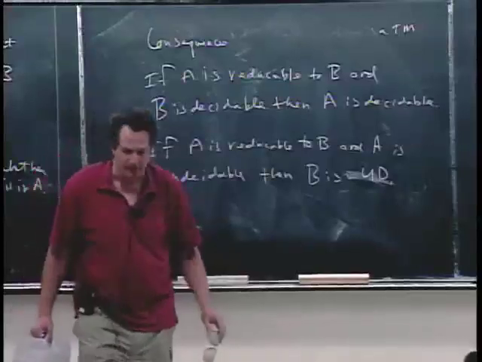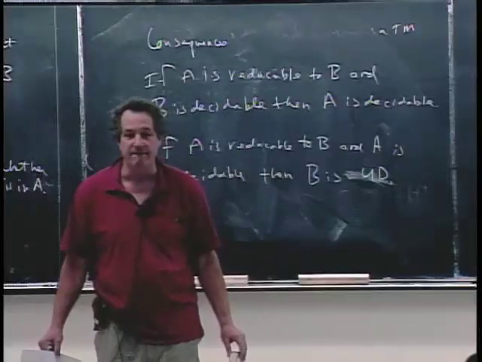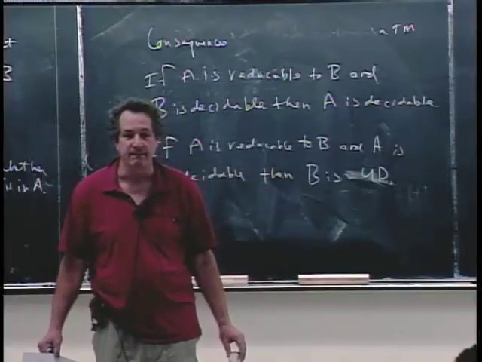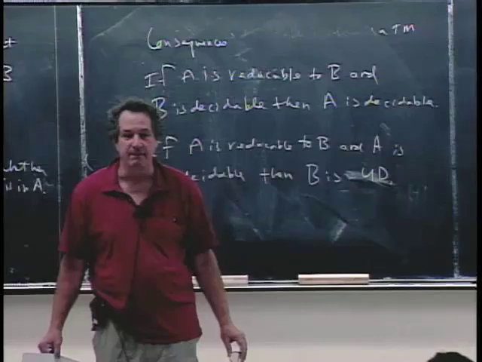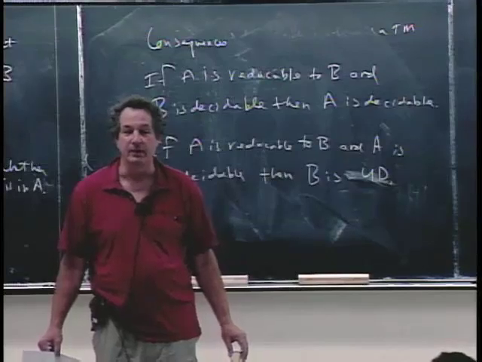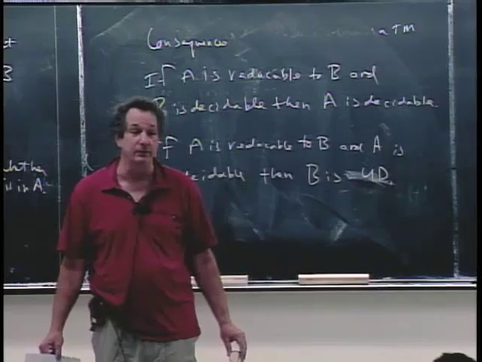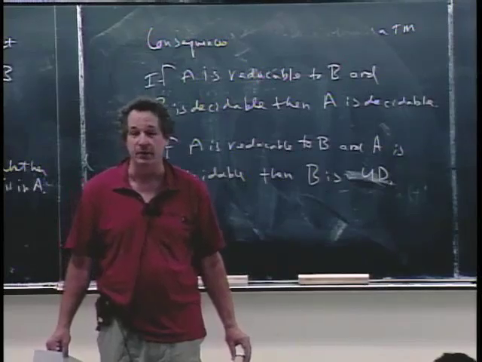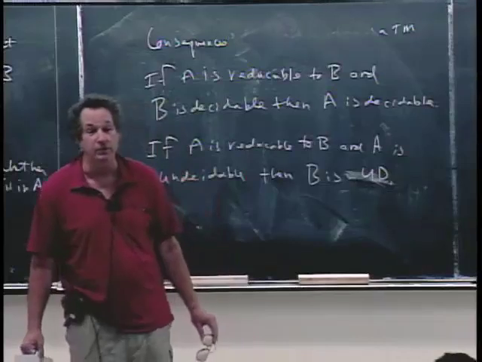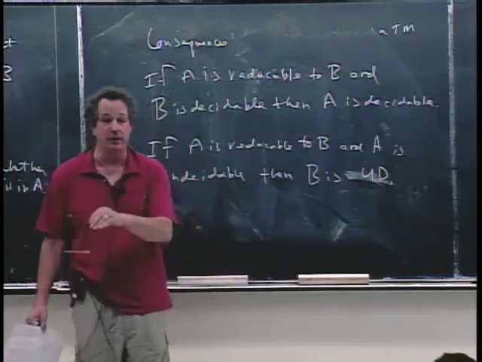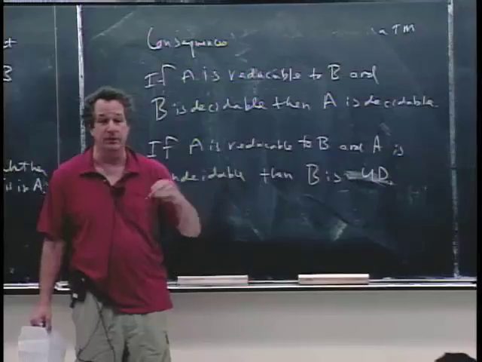I have a question about reducibility in general. If A is reducible to B, then does it follow that B is also reducible to A? No. It's not necessarily symmetric. There are whole classes that are symmetric, and we'll be talking about them. But definitely, it's not true in general that just because A is reducible to B, B is reducible to A.